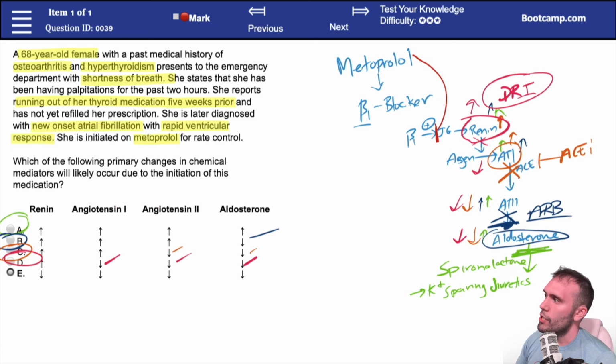But in this situation, E is the right answer because we're blocking the pathway very proximal up here at the juxtaglomerular apparatus. And for those reasons, as mentioned, E would be the correct answer.